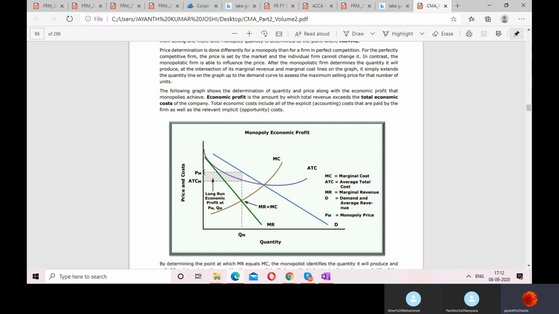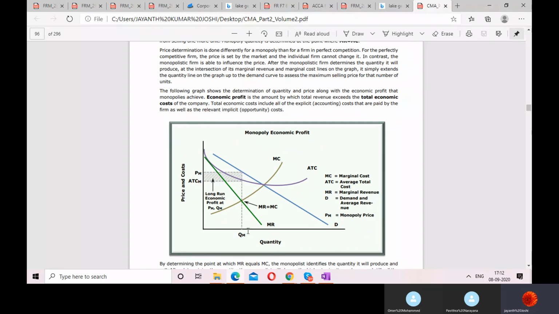See, this is the point. We can see here this point, long run economic profit at price PM and quantity QN. That means here you have achieved your equilibrium where your cost and your revenue are same. When your cost and revenue are same, that is your break even. Above the break even point, you'll be earning profits, and this is the point at which the monopolist makes profit.